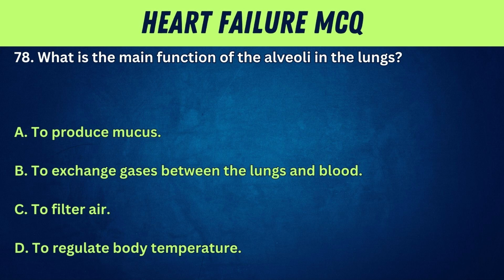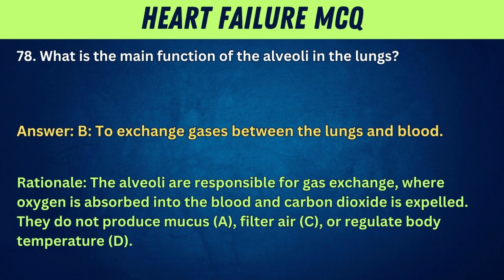78. What is the main function of the alveoli in the lungs? A, to produce mucus. B, to exchange gases between the lungs and blood. C, to filter air. D, to regulate body temperature. Answer, B, to exchange gases between the lungs and blood. Rationale, the alveoli are responsible for gas exchange, where oxygen is absorbed into the blood and carbon dioxide is expelled. They do not produce mucus, A, filter air, C, or regulate body temperature, D.